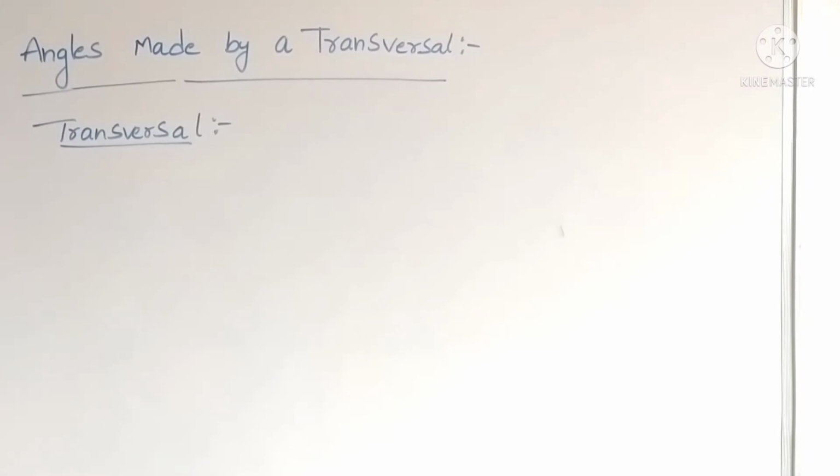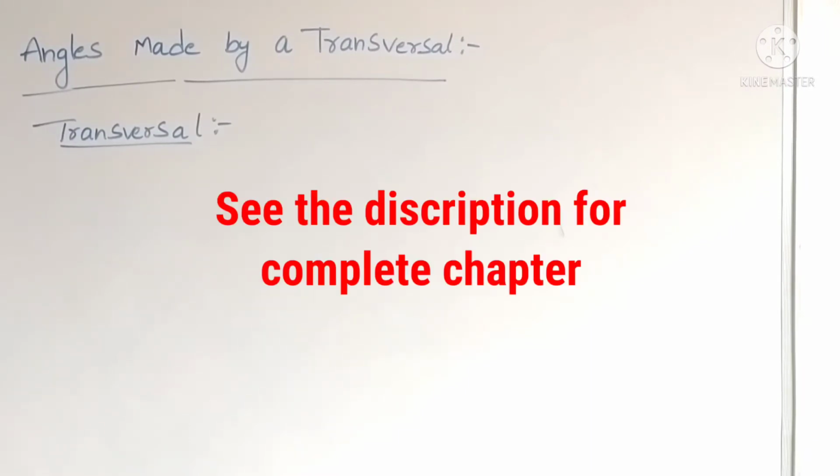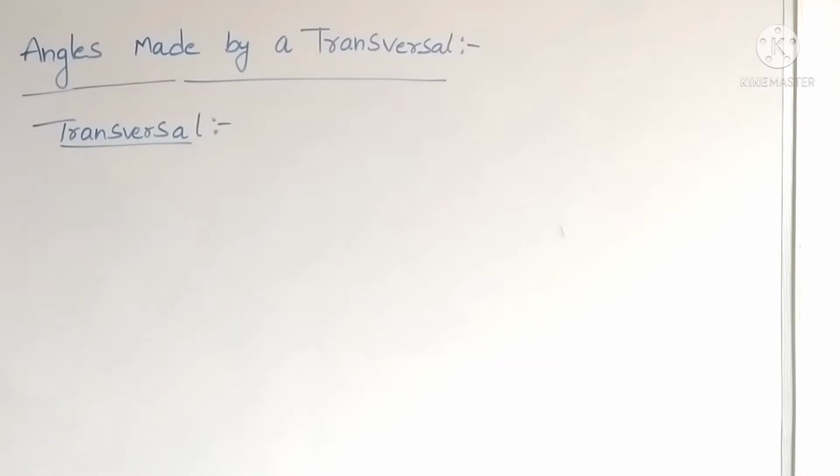Today in this video we are going to see angles made by a transversal. It's a very important concept in lines and angles. Okay, so we'll see now. Before going to see angles made by a transversal, first of all we'll see what is transversal. Transversal is nothing but a straight line that intersects two or more straight lines at two distinct points.